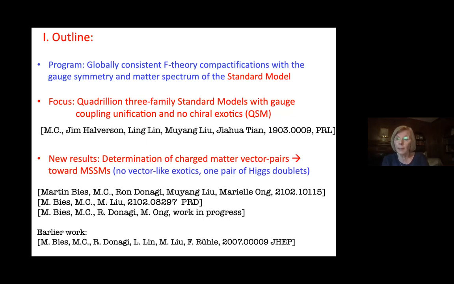So the main goal of my talk is to actually present some new results that go beyond the chirality and gauge symmetry of these constructions, but also to determine the full-fledged charge spectrum of the theory, including charged matter vector pairs. In particular, the goal would be that with this information, we could find the domains of complex structure moduli where we would have the exact MSSM spectrum with no vector-like exotics and only one pair of Higgs doublets.